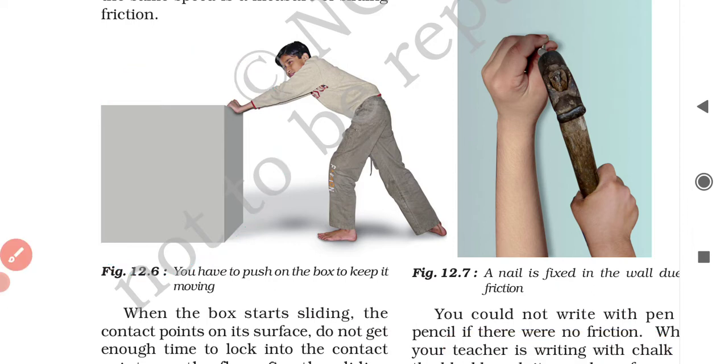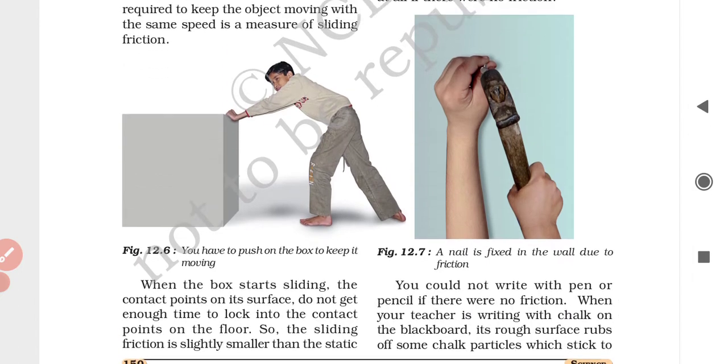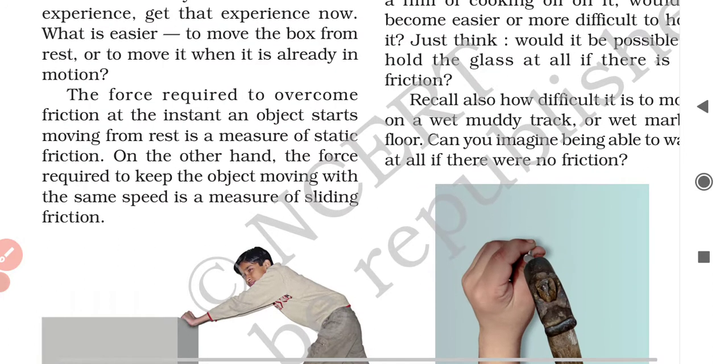So you have understood about static friction. It is the maximum frictional force present between any two objects when one object just tends to move over the surface of the other object. On the other hand, the force required to keep the object moving with the same speed is a measure of sliding friction. The frictional force present when one object moves slowly or slides over the surface of another object is known as sliding friction. Sliding friction comes into play when an object is moving or sliding continuously over another object.